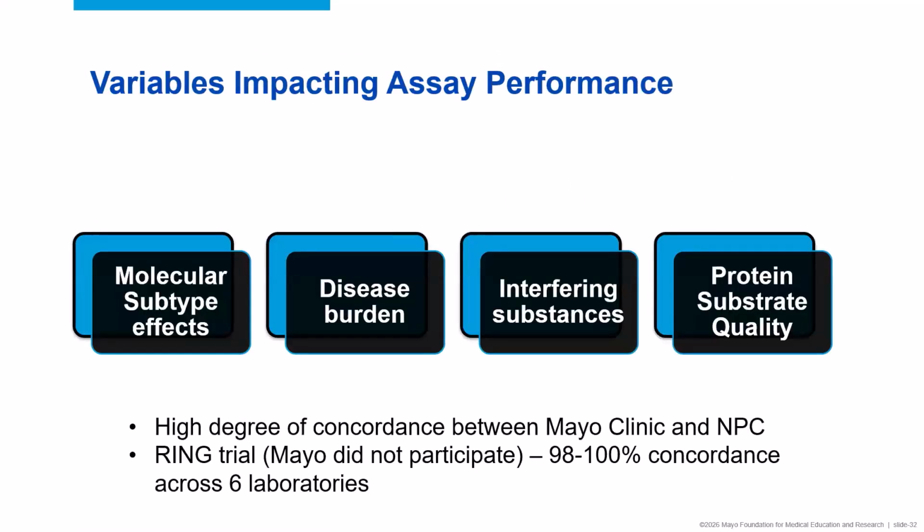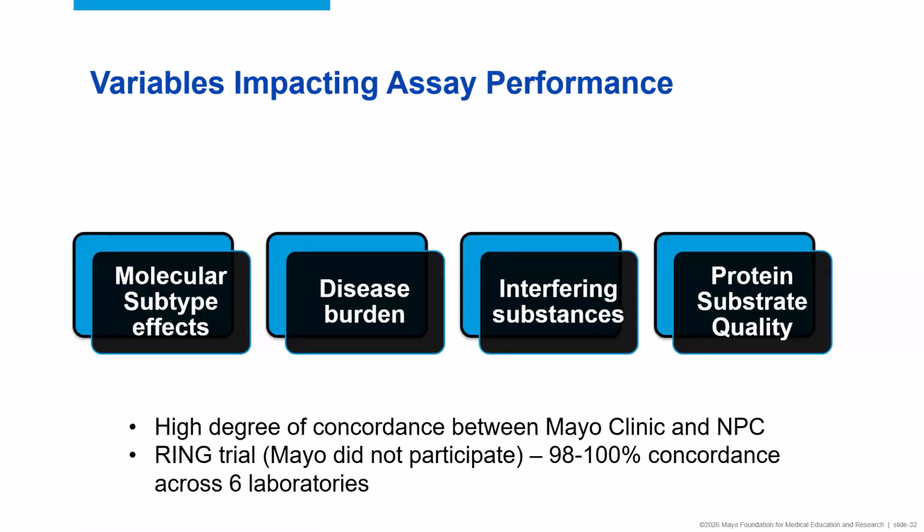So just high level, there are a few variables that impact assay performance. I mentioned before the molecular subtypes. We know that VV2, MV1, or MV2 are very difficult to detect by RT-QuIC. I mentioned the overall sensitivity is somewhere in the 93 to 95% range, but for some of these subtypes, it can drop down into the 60% range.